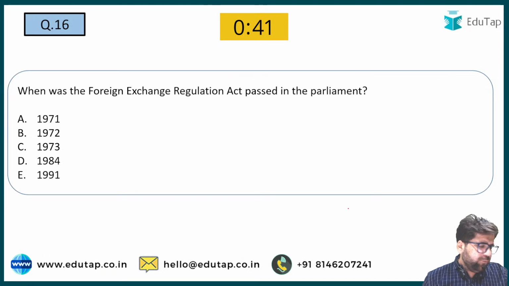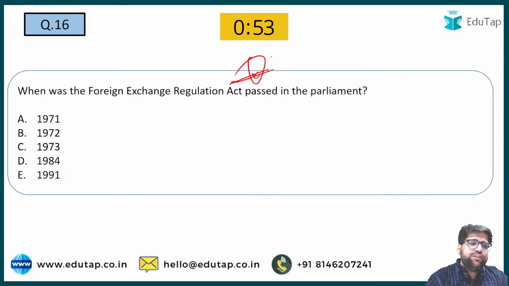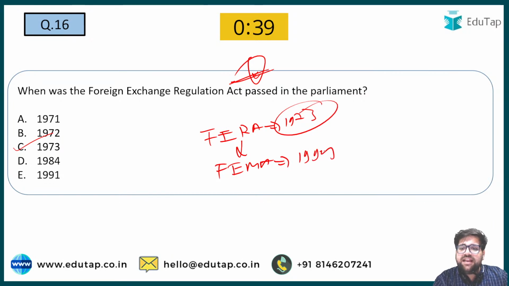Haanji, so now let's come to question number 16. Now I am asking you, when was the Foreign Exchange Regulation Act passed? This is 1973. Very easy question. I'm not wasting much of your time. FERA was passed in 1973. FERA was replaced by FEMA. Remember this, FEMA was passed in 1999, although the act was implemented in 2000. So please remember these 2 years.